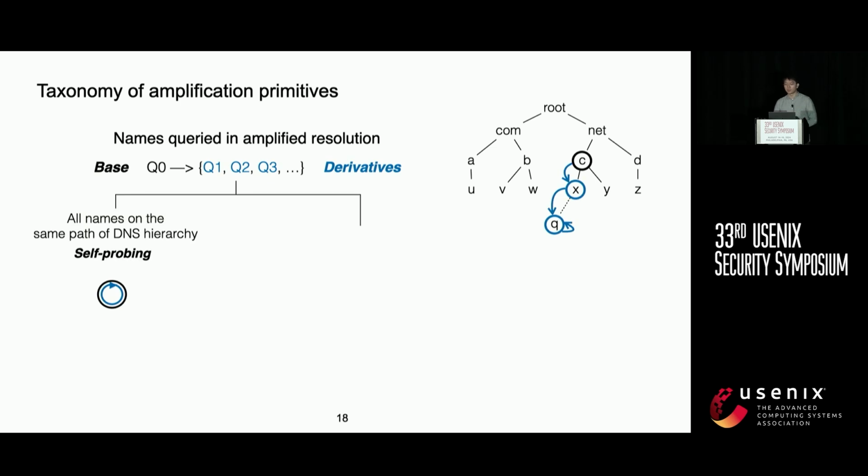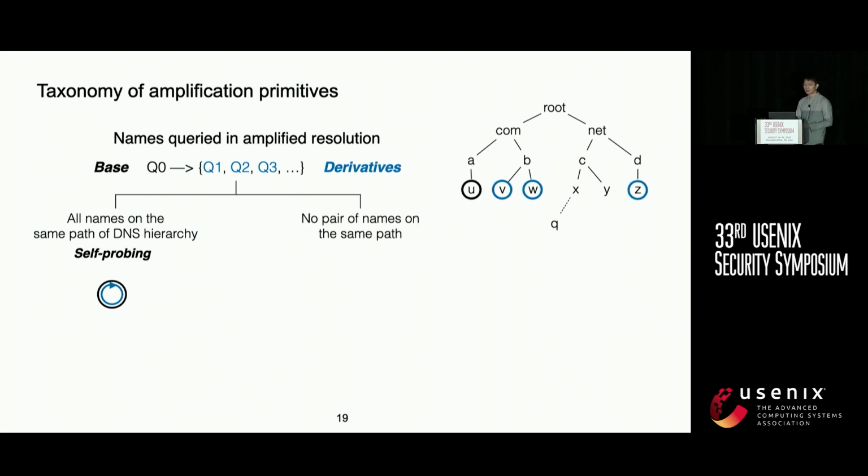To start with, we consider whether the names subsume each other. On one extreme, all of them are on the same path of the hierarchy, right? Which means they must be resolved in sequence and actually in a strict top-down manner. And then the names can also be identical and repeatedly queried. We call this form of amplification self-probing. On the other extreme, all the names are on different paths and they are not suffixes of each other. So we further distinguish two cases here.